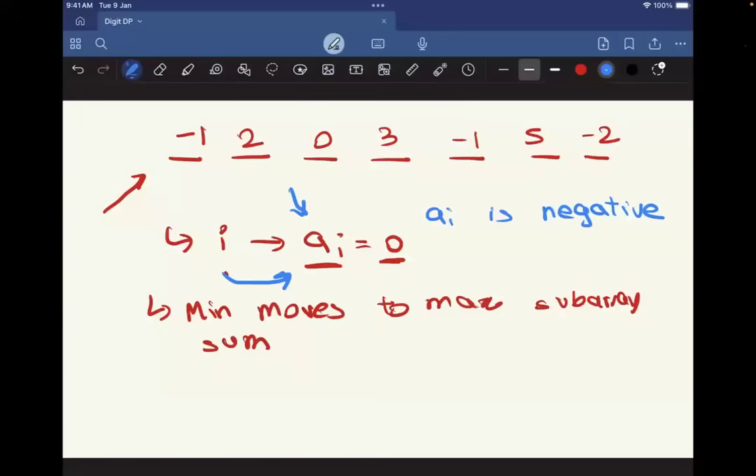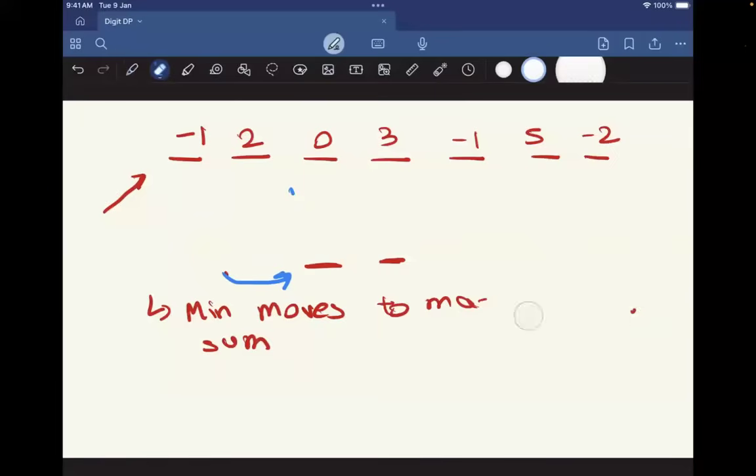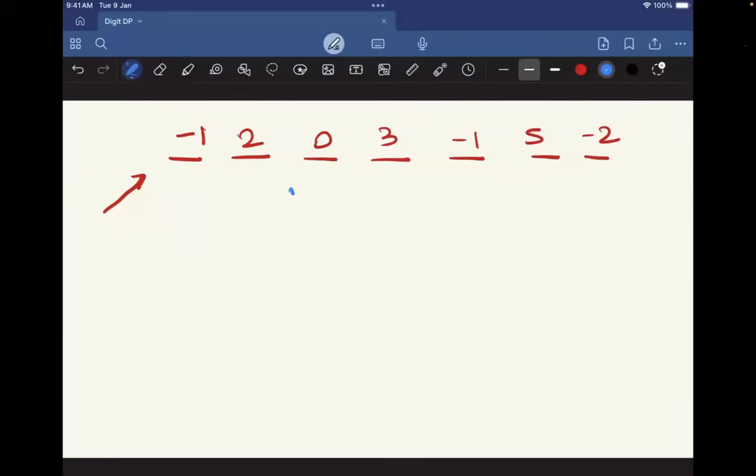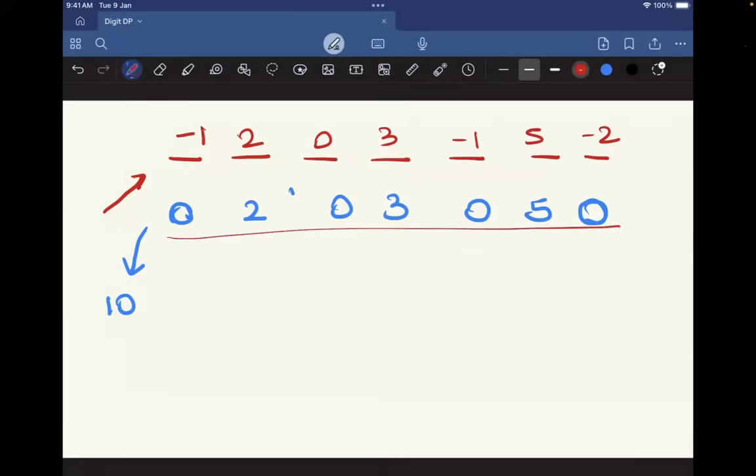So guys, first of all, let's have a look at what happens when I make all negative numbers 0. So you can see that this became 0, this remained 2, this is 0, this is 3, this is 0, this is 5, and this is 0. Do you see that the sum of this is nothing but 10? Yes or no, guys? This is the maximum subarray sum. You cannot have a subarray sum larger than this. Is this visible for everyone, guys? I can take this entire array as the subarray and I will have sum 10.